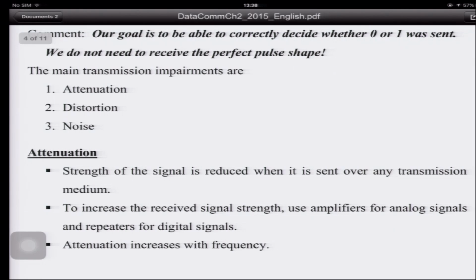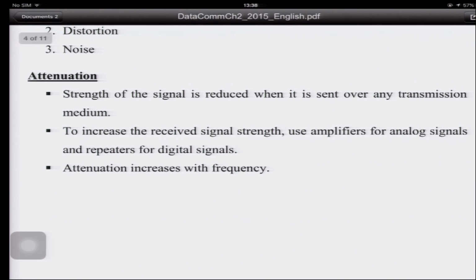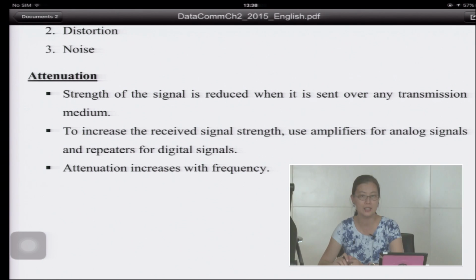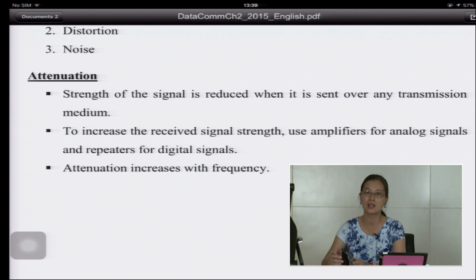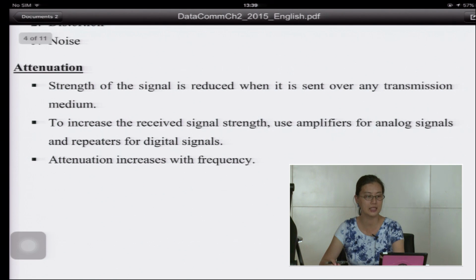The main transmission impairments are first, attenuation, second, distortion, and third, noise. What is attenuation? Attenuation is that the strength of the signal is reduced when it is sent over any transmission medium. So when you send something over the line, if at first you send 2 watts, you get less than 2 watts, definitely. Whatever medium you use, whether in the air or in a coaxial cable, you will get less power out. This is because there's attenuation.